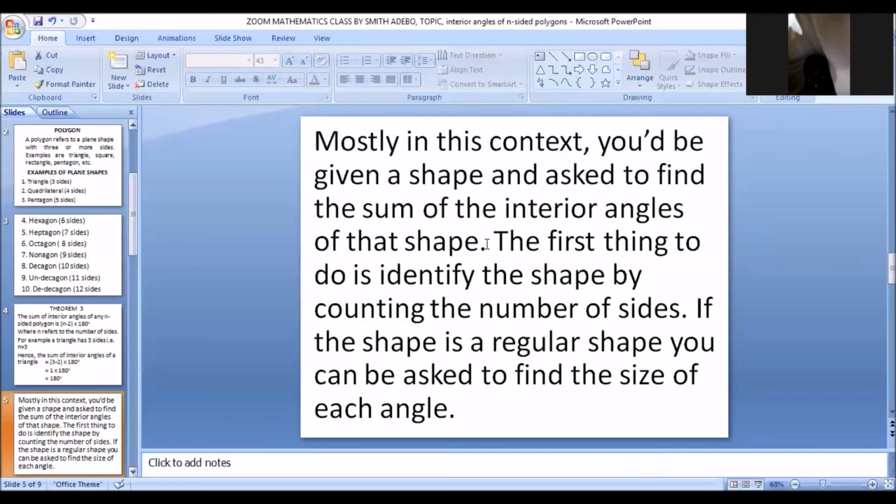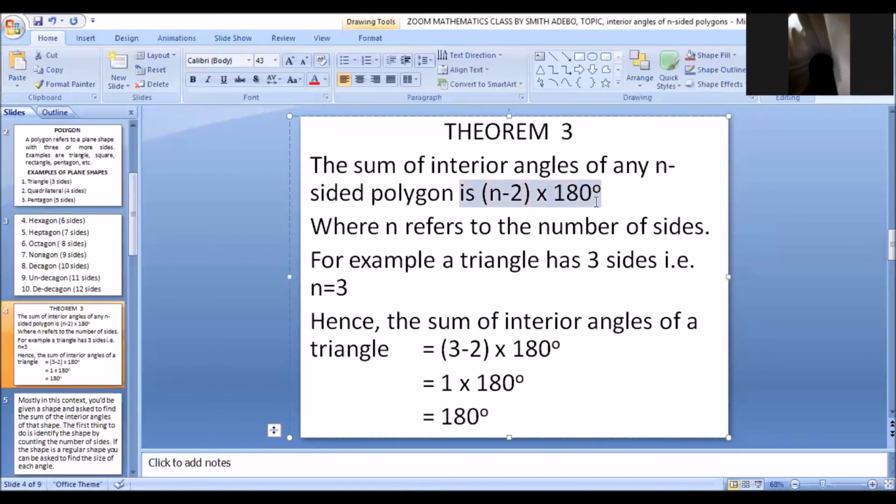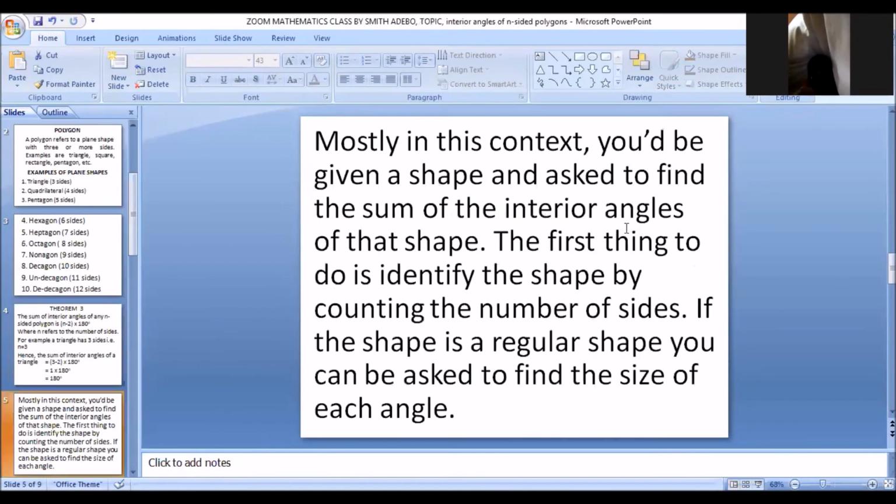Now, if the shape is a regular shape, you can be asked to find the size of each angle. Like I said, the first thing to do is to identify the shape. Once you know the number of sides, you know n. And n is what you need in this formula, n minus 2 times 180 degrees. n is what you need to solve for any polygon. So once you know the number of sides, you can find the sum of interior angles.